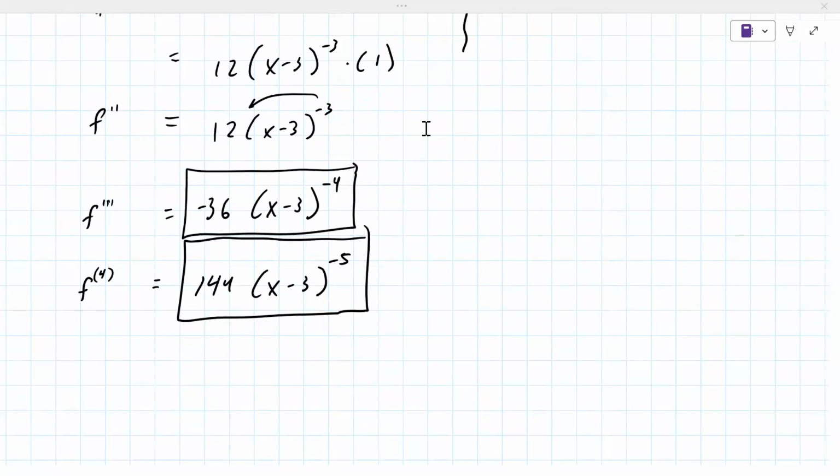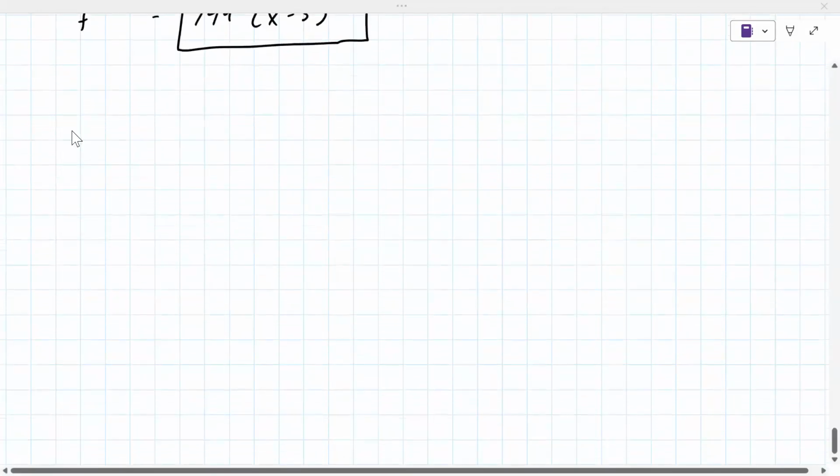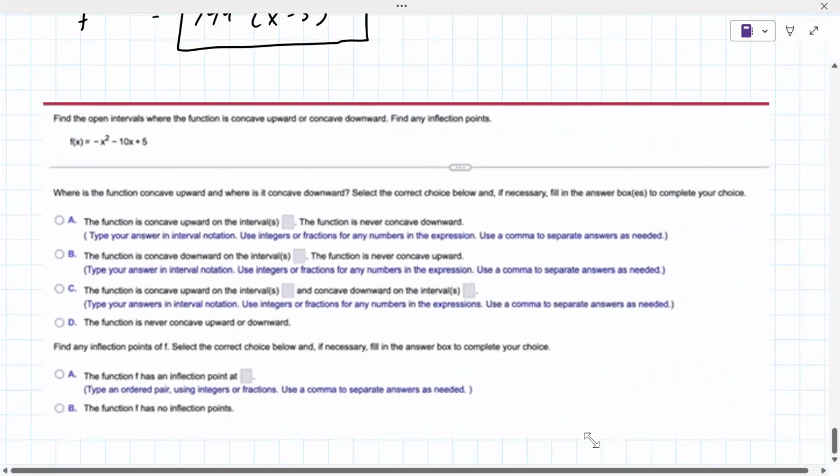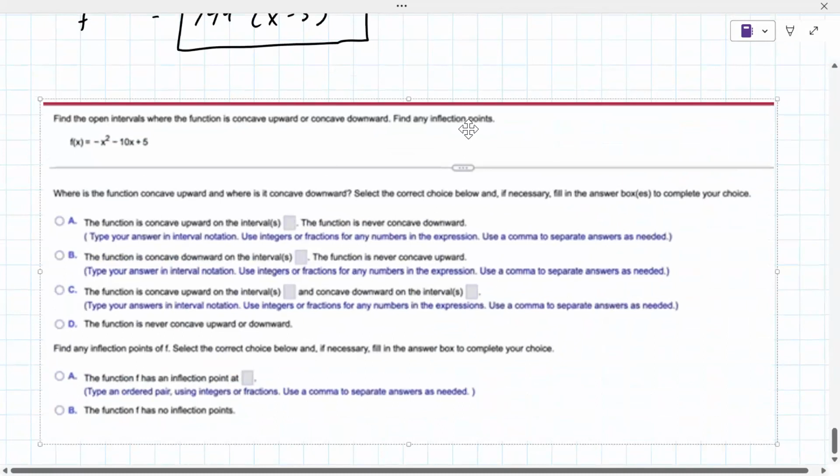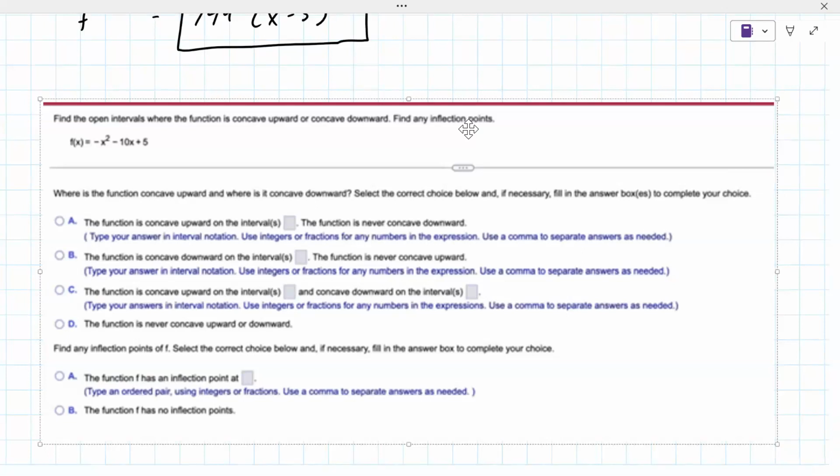Next problem here. Which problem are we up to, by the way? We are on 12 right now. Okay. All right, so find the open interval where the function is concave up or concave down. Find any inflection points.